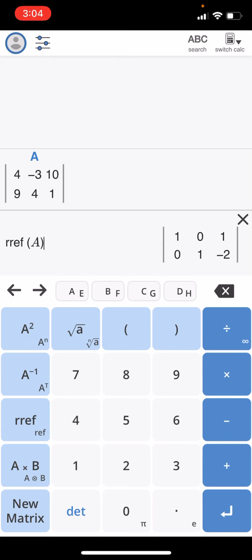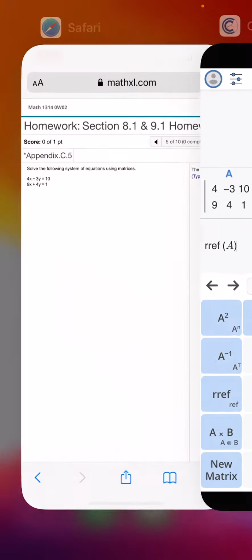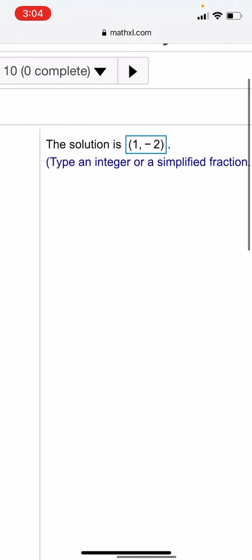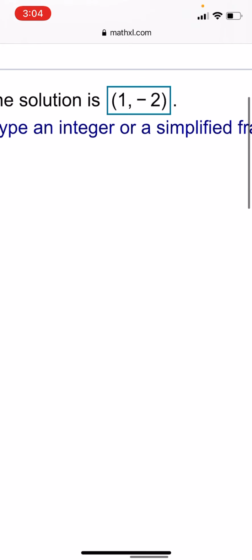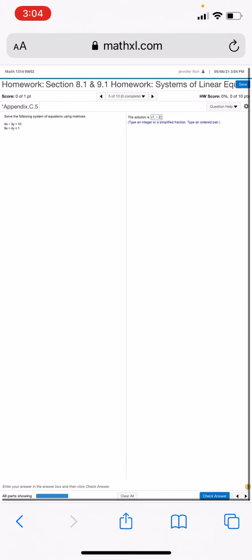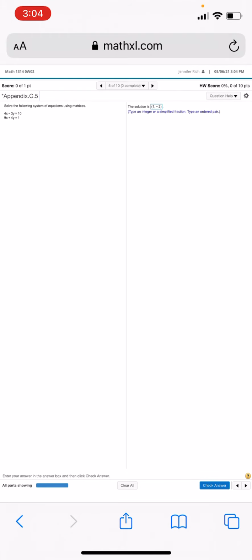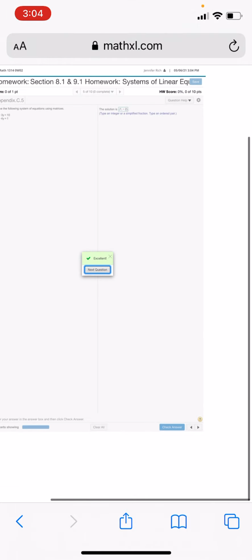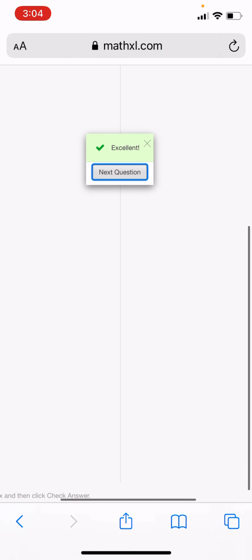So I'm going to go back to my lab, and I have typed in the solution is the point inside of parentheses 1, negative 2. If I check answer, my lab tells me that it is correct. Hopefully this helped. Let me know if you need additional help.